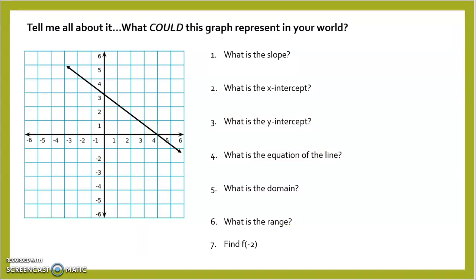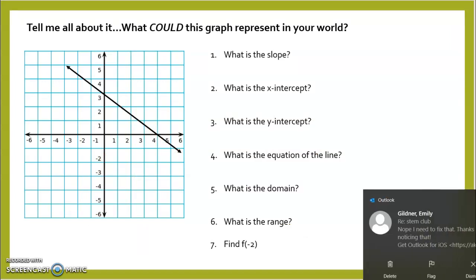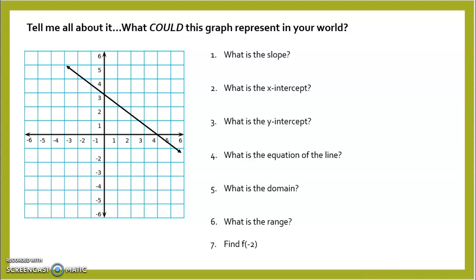Tell me, what do you think this graph could represent in your world? And there's so many things, right? When you look at this, the first thing we should notice is that the line is going down. So this is going to represent something that over time is decreasing. We saw an example of that on the last slide of the amount of gas that we used. So think about things that you use or that are consumed or decrease over time.